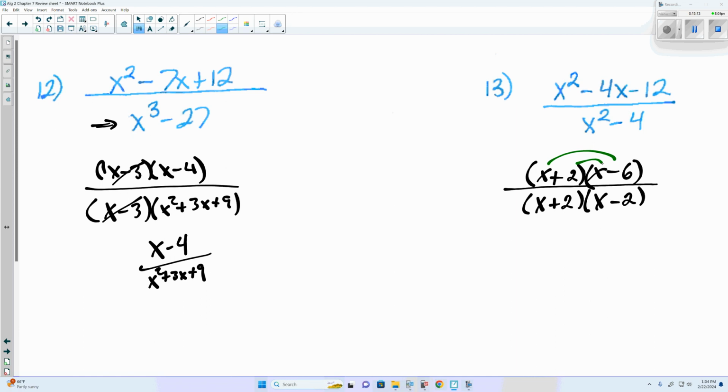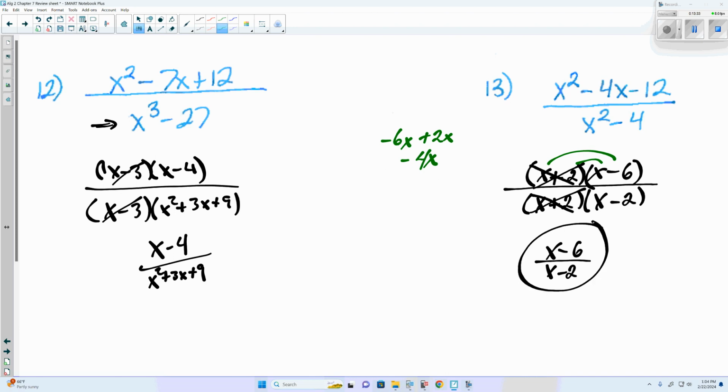X times negative 6, negative 6x. 2 times x is positive 2x, giving us negative 4x, which is the middle term we wanted. Yes? X plus 2 and x plus 2 cancels, leaving us with x minus 6 over x minus 2. We can't cross the x's out because of the subtraction between the x and 6. And the same thing is true with our x and 2 on bottom. They're stuck together, they're one term.